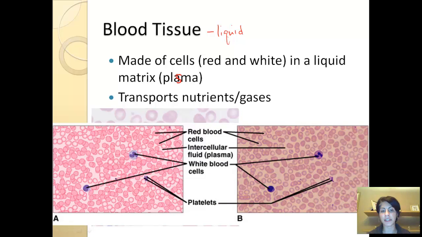So this is a good representation and diagram of the number of white blood cells versus red blood cells in the plasma background.